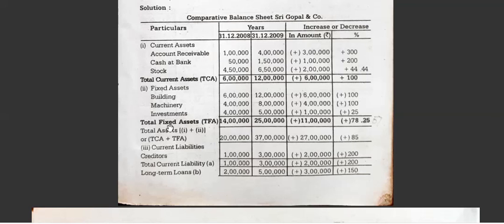Now total fixed assets. After writing the total, you have to write the total assets, which includes current assets and fixed assets. So current assets and fixed assets total, it is 14 plus 6, it is 20. 12 plus 25, it is 37. Difference, there is an increase, so positive 27 lakh. Percentage will be 27 lakh divided by 20 lakh into 100, it is 85%.